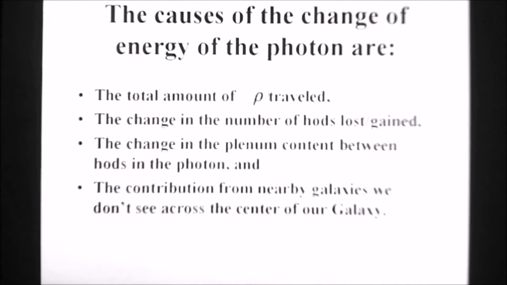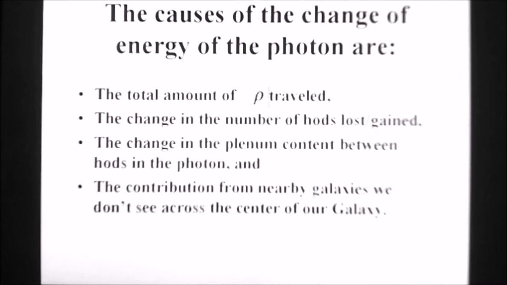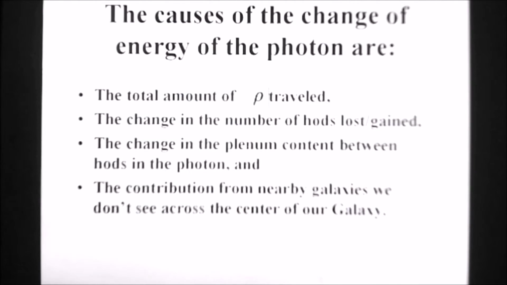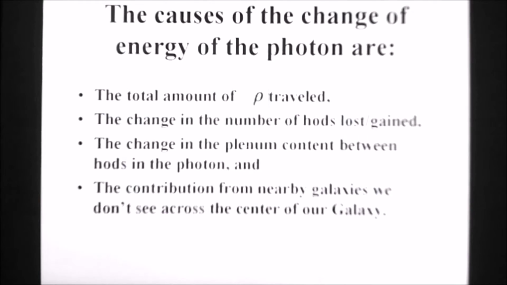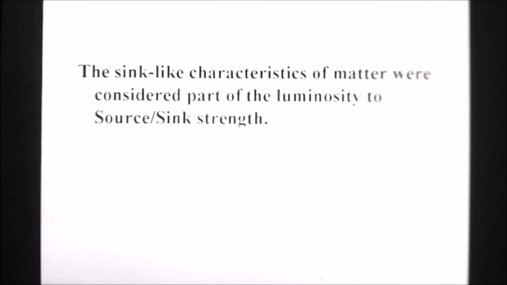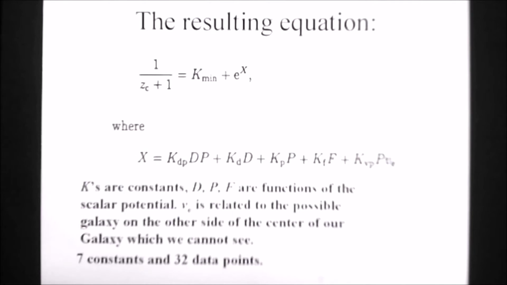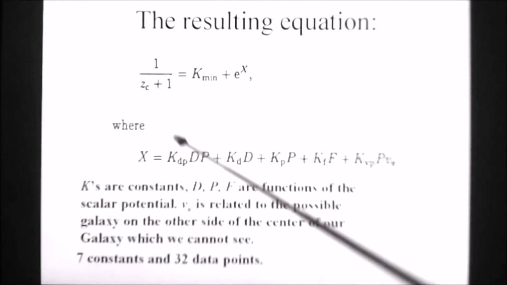The causes of the change of energy of the photon are the total amount of rho traveled, the change in the number of HODs lost or gained, the change in the plenum content between the HODs and the photon, and the contribution from nearby galaxies we don't see because they are across the center of our own galaxy. The sink-like characteristics of matter were considered part of the luminosity to source sink strength. The resulting equation, where Z here is the calculation, this is x.